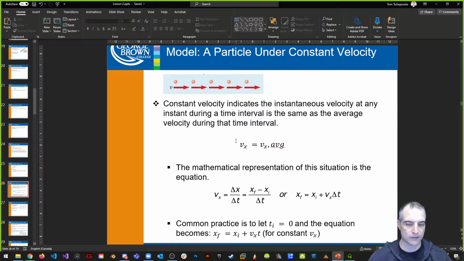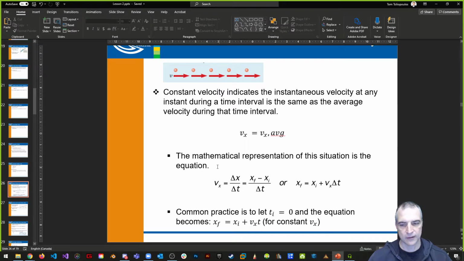In other words, we can say that the velocity on the x-axis is equal to the average velocity on the x-axis. In that case, when we break down the math, velocity on the x-axis is really a delta x over delta t. We can move things around, and say that it's equal to the final position minus the initial position over time. If you just rejig everything across the equals sign, using algebra to rearrange, we can see that it breaks down like this: the final position is equal to the initial position plus the velocity times the difference in time.